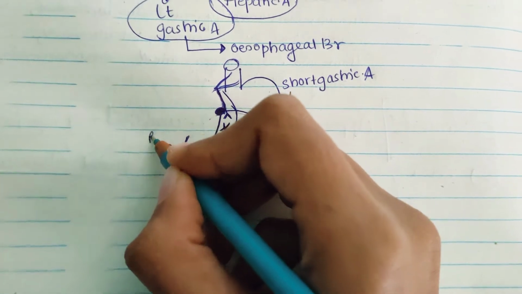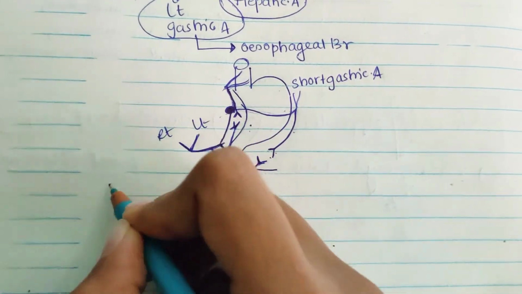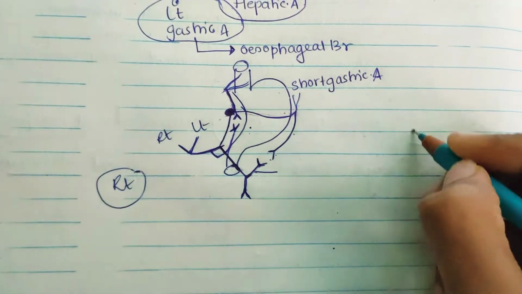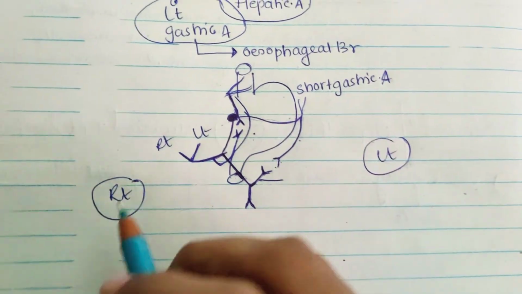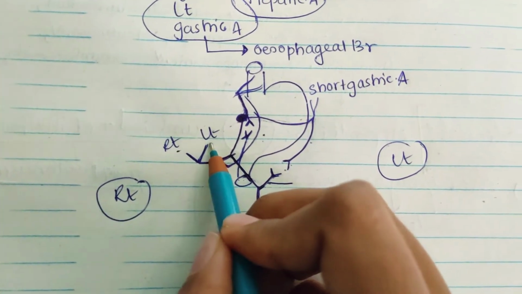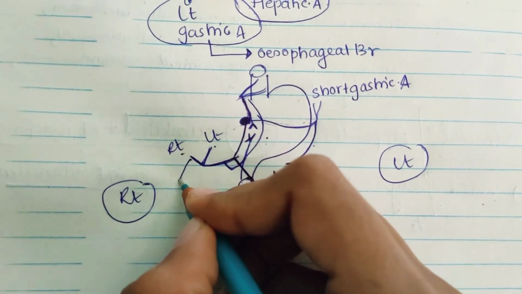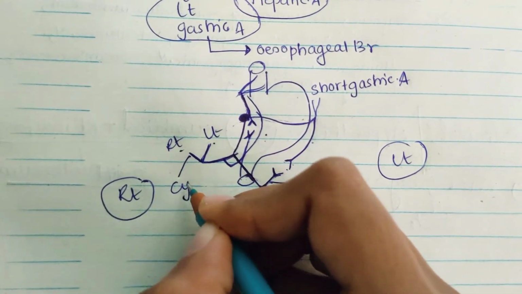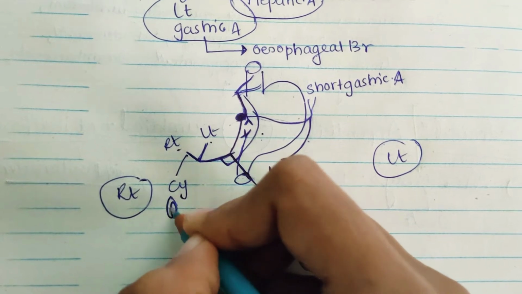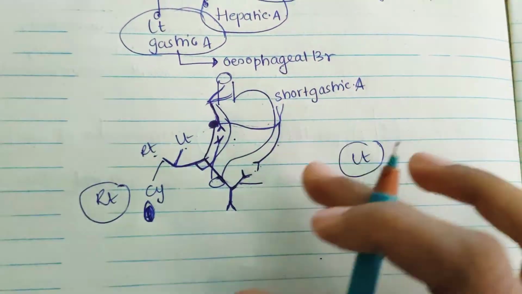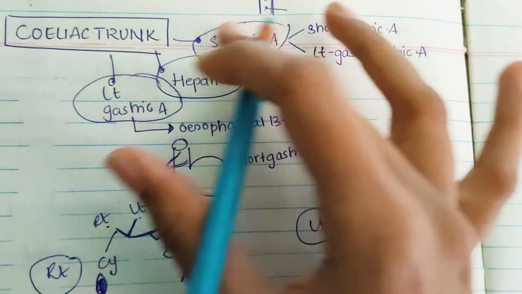Okay, so this is right side, this is left side. Okay, let me mention, this is right side, this is left side. Okay, so right hepatic artery, left hepatic artery. This right hepatic artery is in turn giving another artery, that is cystic artery. Cystic artery for gallbladder. Okay, so now let us mention everything. Before that we will fill these blanks.